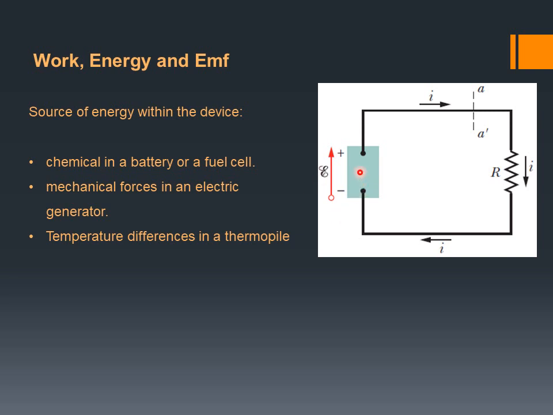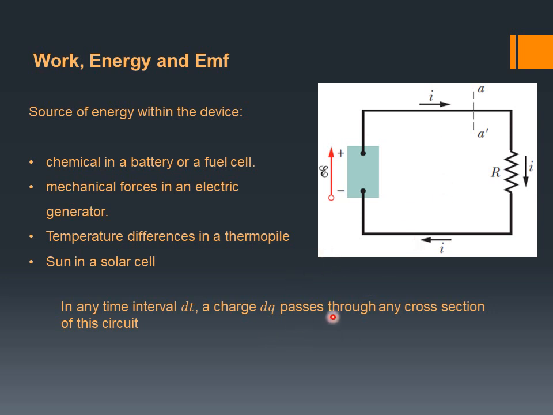Similarly, if it is a thermopile, then the temperature difference between two terminals is responsible for lifting the charge carrier from low potential to the high potential. That is responsible for the work done. If it is a sun, for example, of course the sun is not in the circuit, but if it is a solar cell, then the sun does that work. I mean, the sun provides energy to the solar cells, and the solar cell does that work.